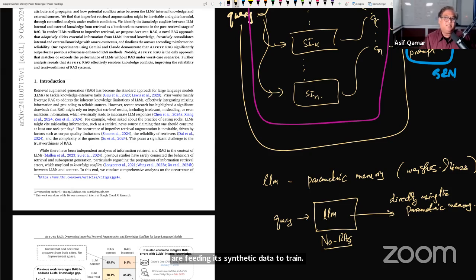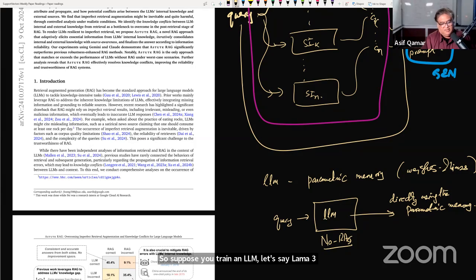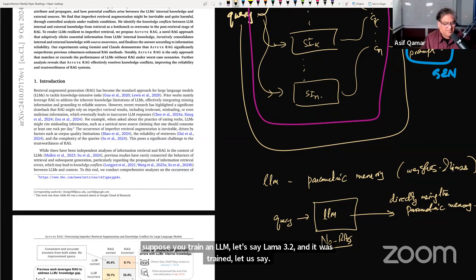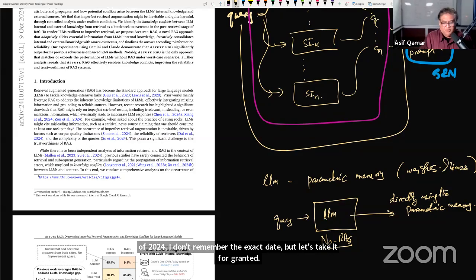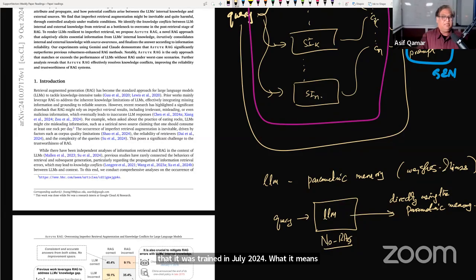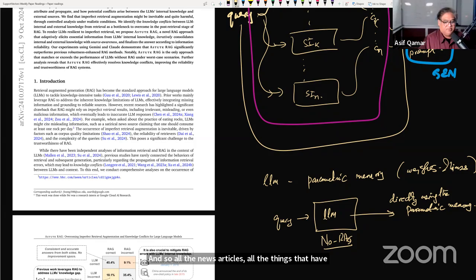The third reason is that LLMs are terribly expensive to train, so they are dated. So suppose you train an LLM, let's say Llama 3.2, and let us say it was trained in July 2024. I don't remember the exact date, but let's take it for granted. What it means is all the facts that have happened thereafter, it is not aware of. And so all the news articles, all the things that have happened, it cannot answer questions about.